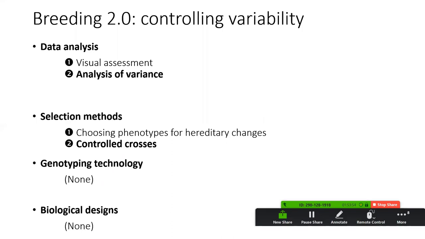And so in the second phase, breeding two, we were able to control variability mostly thanks to genetic theory, which allowed for controlled crossing, and were actually analyzed through statistical analysis, and more particularly through analysis of variance techniques.